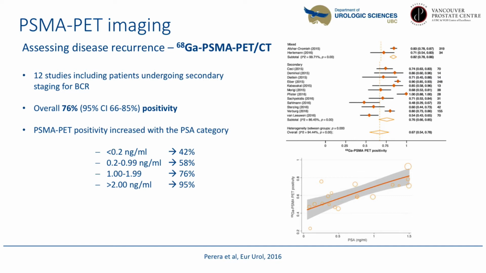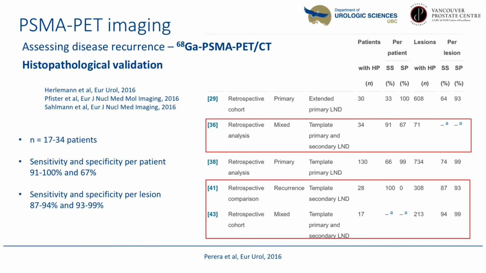However, of course, we do have to ask ourselves, is what we see really tumor? And that's something these 3 studies looked at. There's not that much data out there for biochemical recurrence with histopathological validation, and they all have only a few patients, 17 to 34. But they did find a high sensitivity with 91 to 100% on a per patient basis, and also quite a high sensitivity with 87 to 94% on a per lesion basis. So now we know we see things early. What we see is most likely tumor.